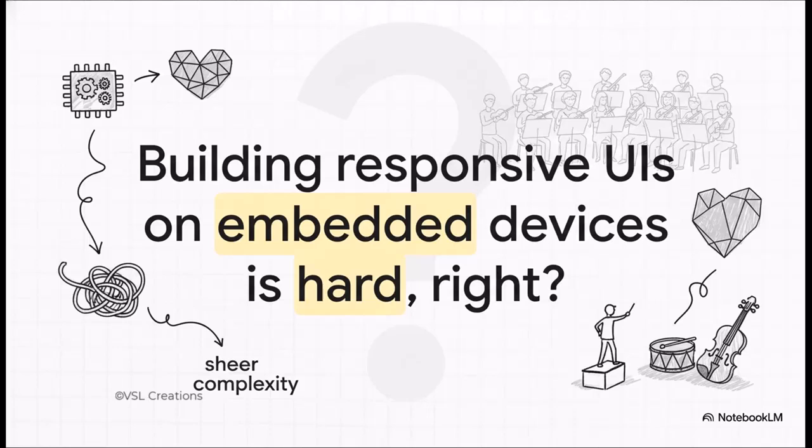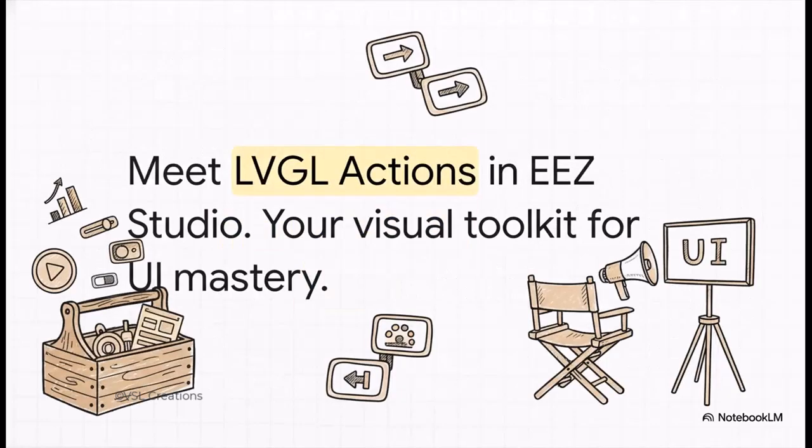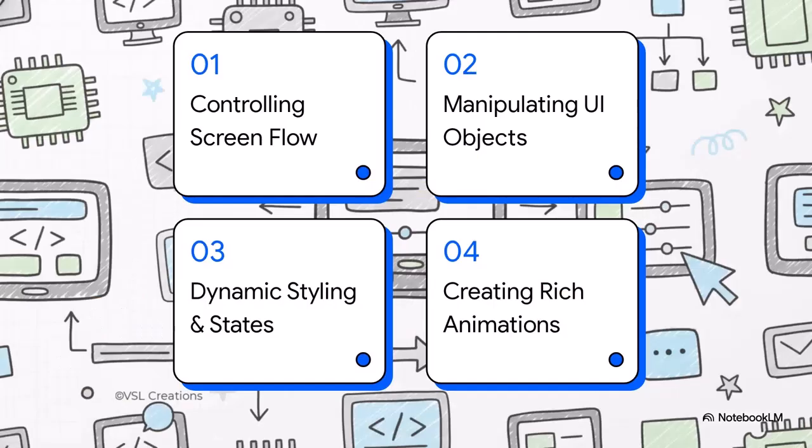It can feel like you're trying to conduct a symphony with a kazoo and a triangle. But what if you didn't have to code it all by hand? What if you had this amazing visual toolkit to do the heavy lifting? Well, that's exactly what LVGL actions in EEZ Studio are. From now on, think of yourself as the UI director. Instead of wrestling with code, you're using these simple, powerful blocks to tell every part of your screen exactly what to do.